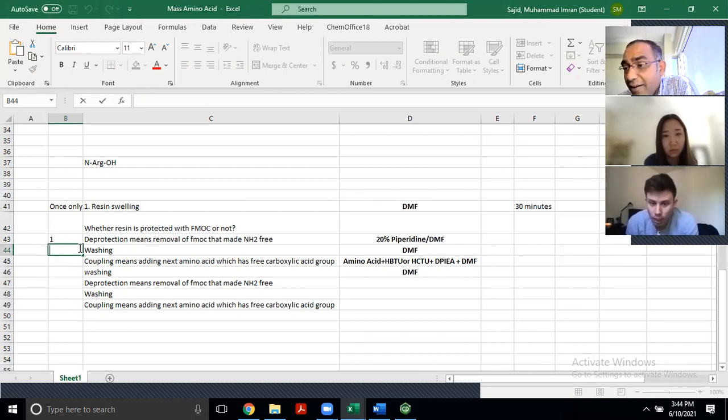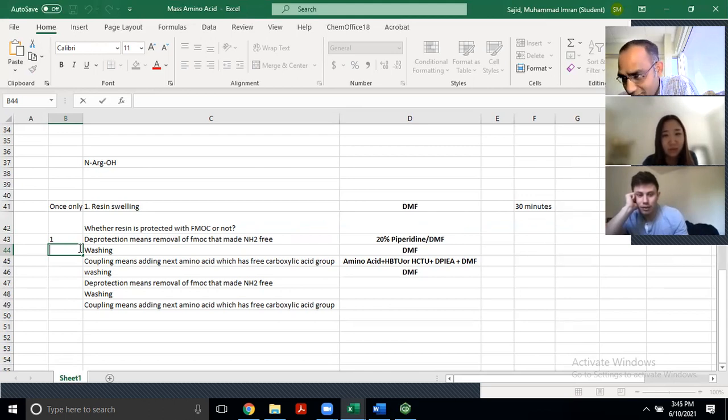First step is finding a reaction vessel. Find the reaction vessel and then find the resin. And then what will you do? After finding the reaction vessel, what will you do? Clean the vessel. And after cleaning the vessel, what will you do? Now, you will mount that reaction vessel on the stand. Got it?